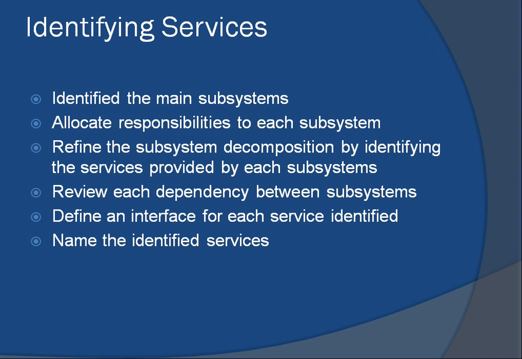The next point we'll be discussing is identifying services. To identify services, we first need to identify the main subsystems. Then allocate responsibilities to each subsystem. Refine the subsystem decomposition by identifying the services provided by each subsystem. Also, you need to review dependencies between subsystems and define an interface for each service that you have identified. You also need to name the identified services here.